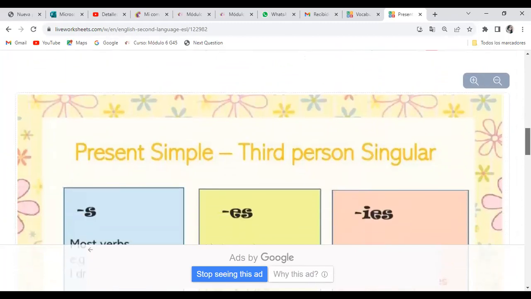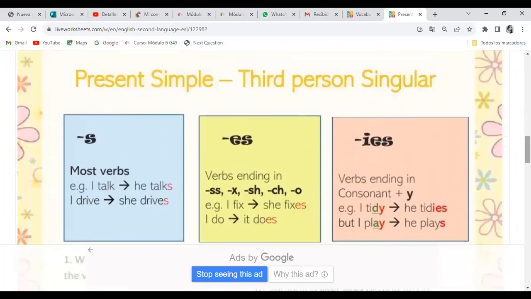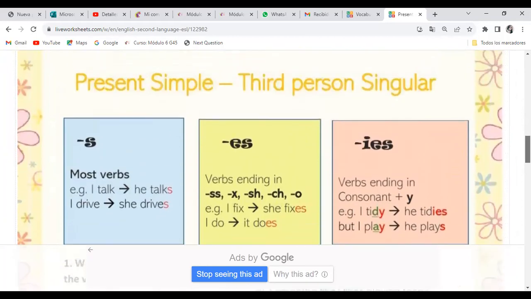Last week, guys, we also revised these rules. Remember that there are some rules that you need to be aware of when you conjugate a verb in the third person of singular. Let's revise them. As you know, most of the verbs, when we conjugate them in present simple with he, she, or it, that is the third person of singular, have an S, like I talk, for example, he talks. He talks a lot in my class.